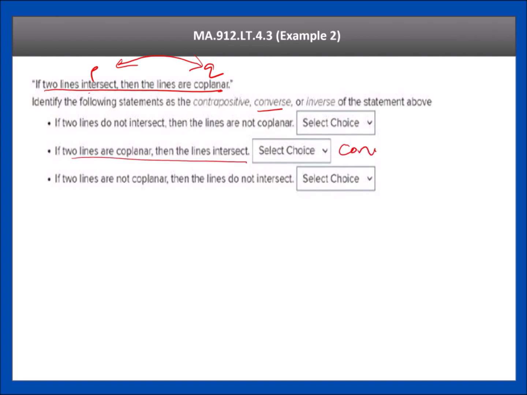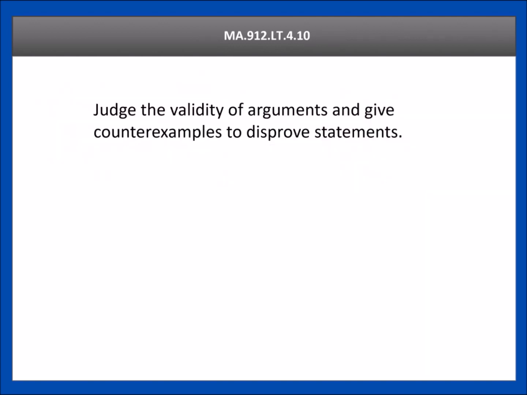This is the converse. The inverse is you negate them, right? The opposite of that, the opposite of that. So if two lines do not intersect, then they are not coplanar. This is the inverse. And then the contrapositive, you do both. You do the inverse, and you also do the converse. So this is this guy, contrapositive. All right, that takes care of that benchmark.